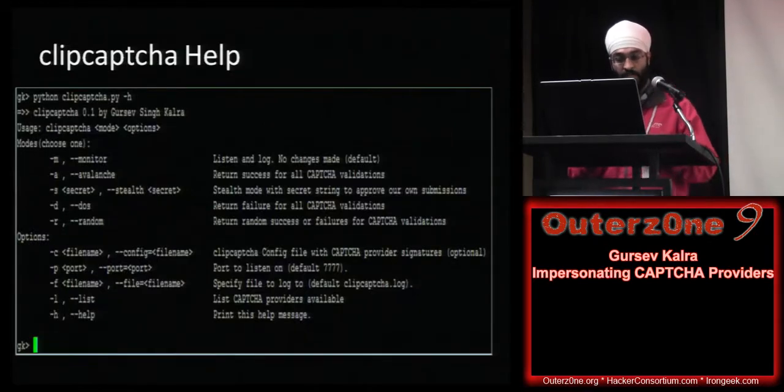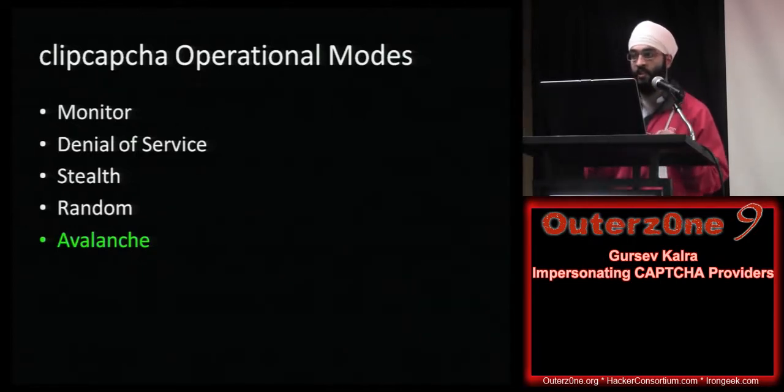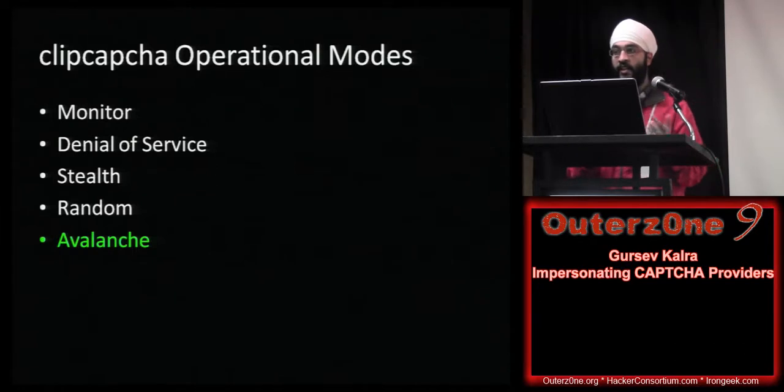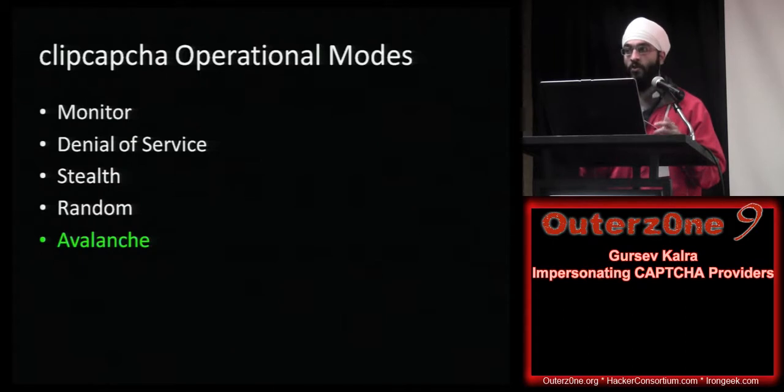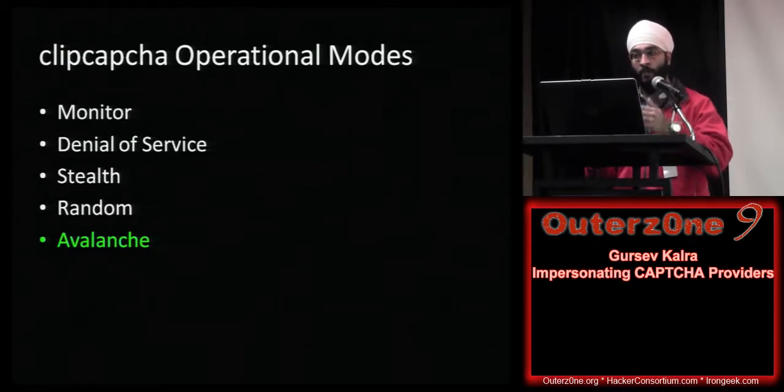This is how the Elipcapcha help looks like. And there are several operational modes. There is a monitor mode which allows you to monitor all the CAPTCHA validation requests, log the requests locally, take out the private keys and do more stuff. And there is a denial of service mode, which allows you to send a false for every CAPTCHA request that you receive. That effectively terminates the possibility of creation of new accounts or any of those things. For as long as you are intercepting the traffic and sending false for every request, there will be a denial of service.